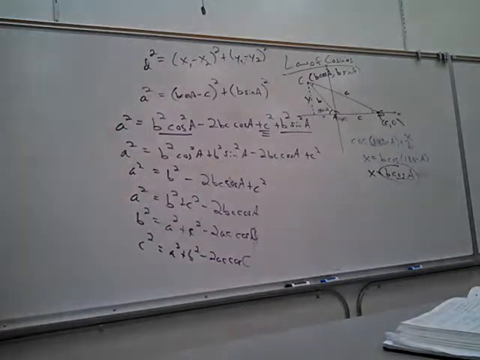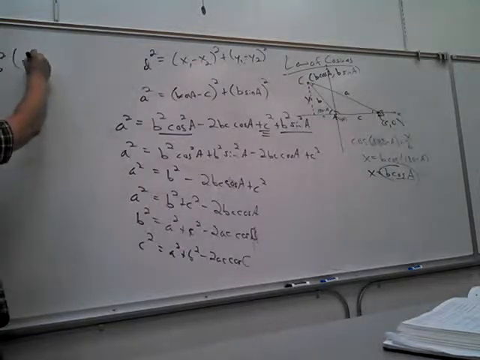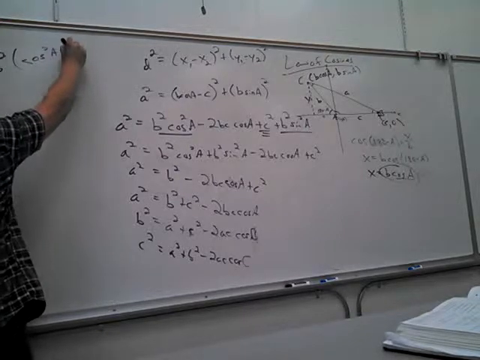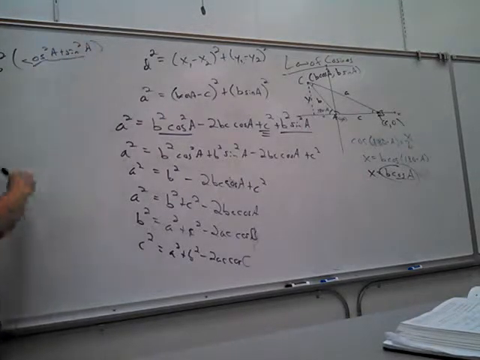Yeah? Sorry, I'm just going to ask you to go back. And when you added together b squared cos squared A plus b squared sin squared A, you take the b squared out, and what's that is 1. Yeah. Sweet.